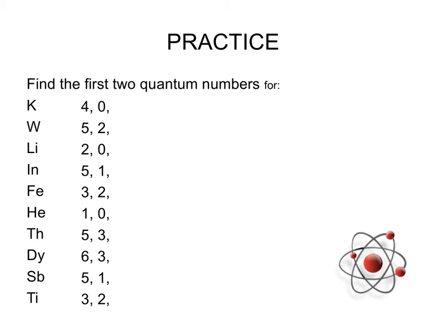Okay, so when we left off in part 1, I gave you an assignment of doing these 10 elements and finding the first two quantum numbers. Here are the answers if you would like to look them over and check yours in case we didn't do them in class. Take a minute and do that now.